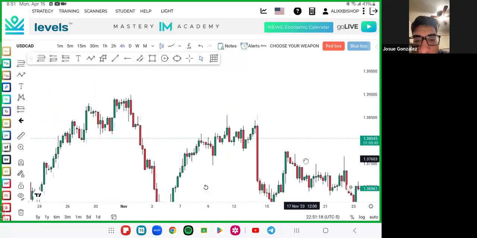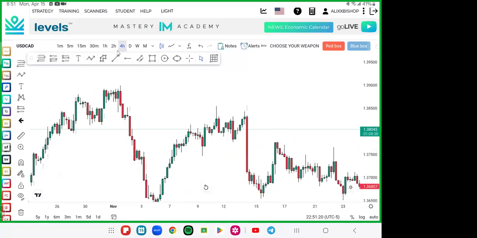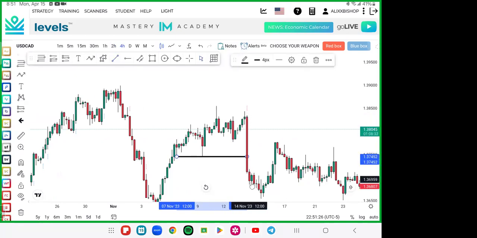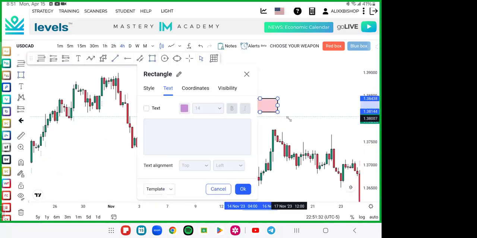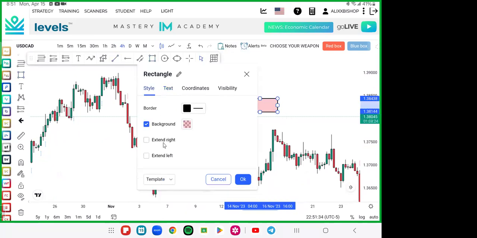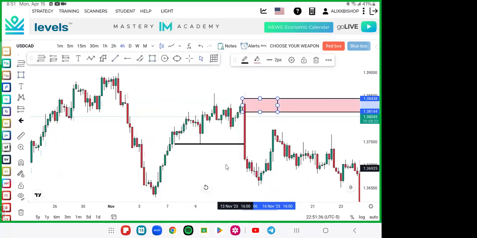Okay, sir. So this is what I'm seeing here, right? I do see that we break structure to the downside, right? With the massive bearish move. This is on the 4 hour, right? So this last selling candle here would be my starting point, and we can see the market is right underneath that. So we could extend right now.